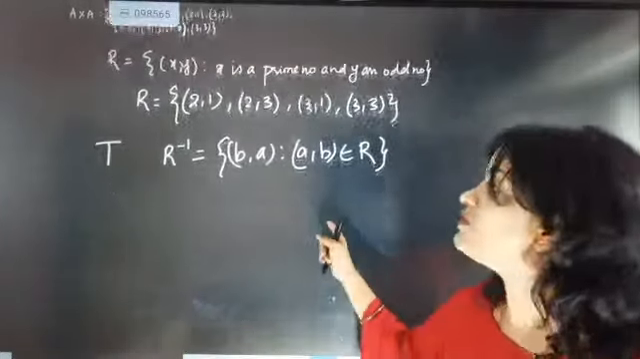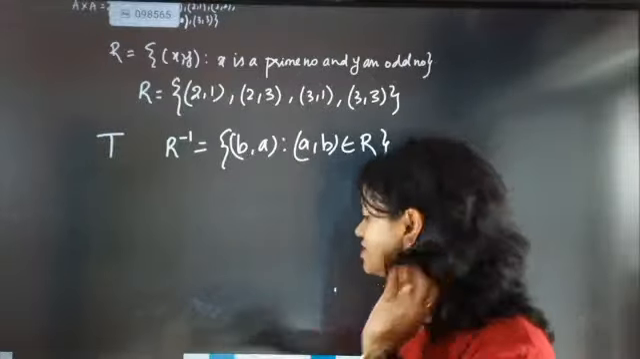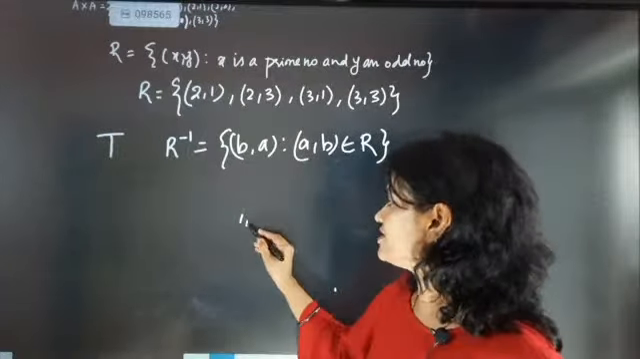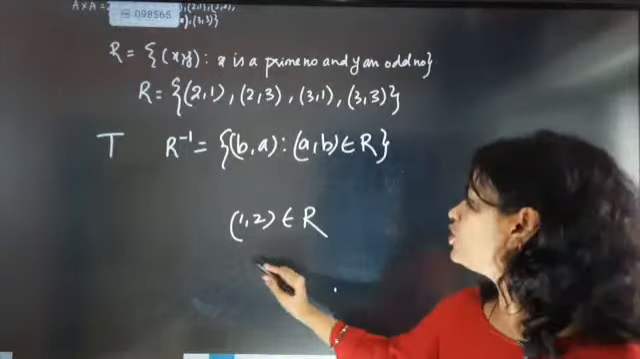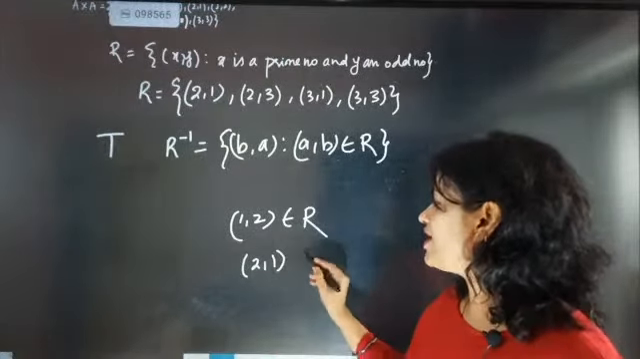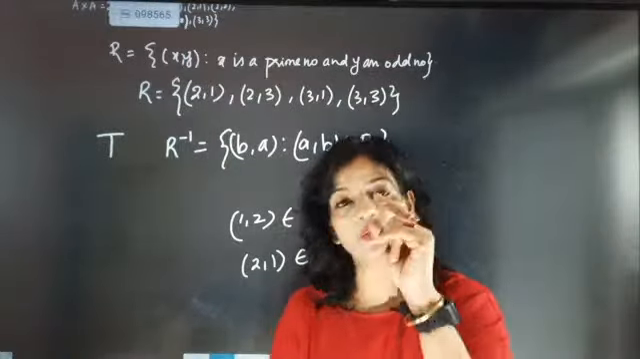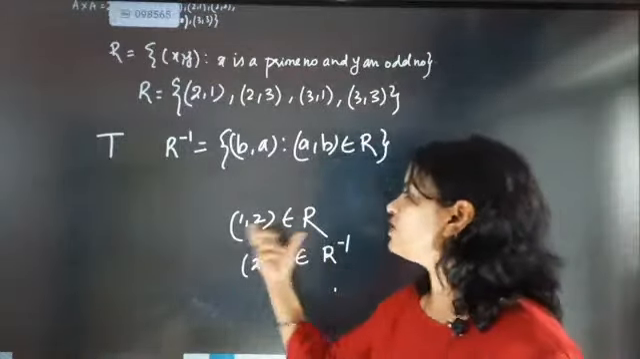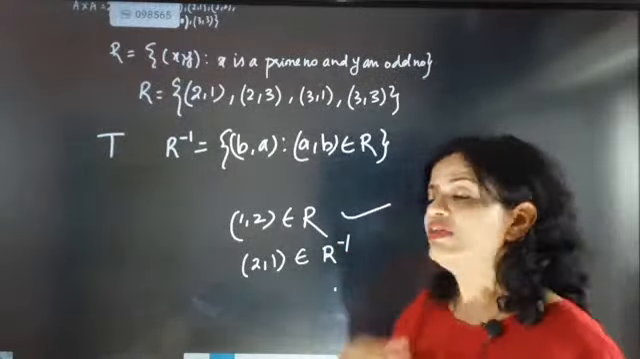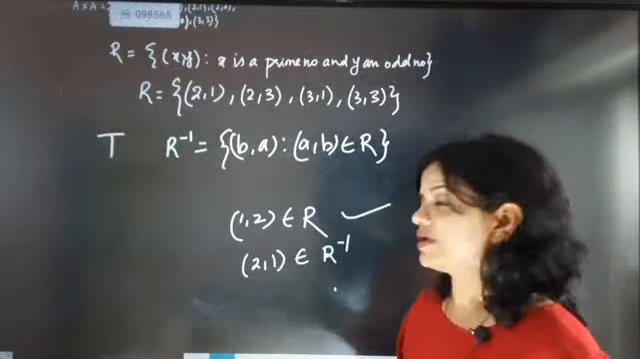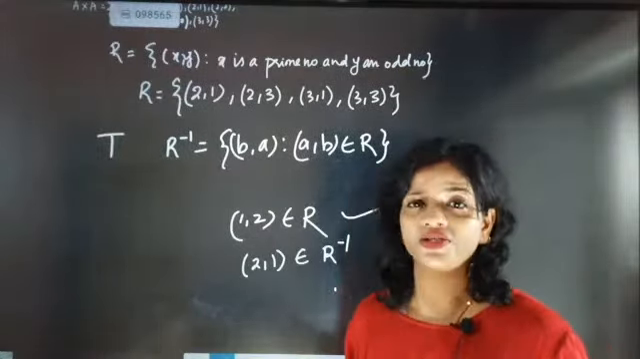In a very simple way, when we don't want to go to the definition, you just understand: if A comma B is an element belonging to R, then B comma A will be the element belonging to R inverse. So when you are writing A comma B belongs to R, then the inverse of this will be B comma A. Are you understanding? So this is exactly called the inverse of a relation.